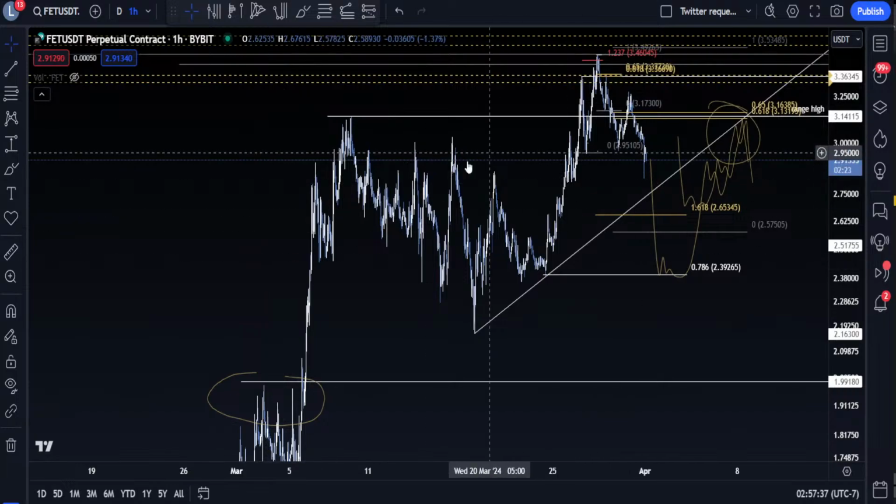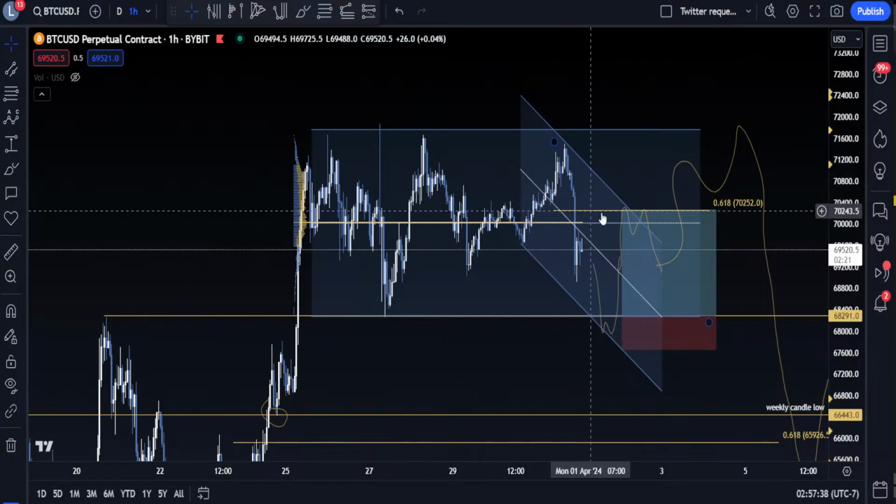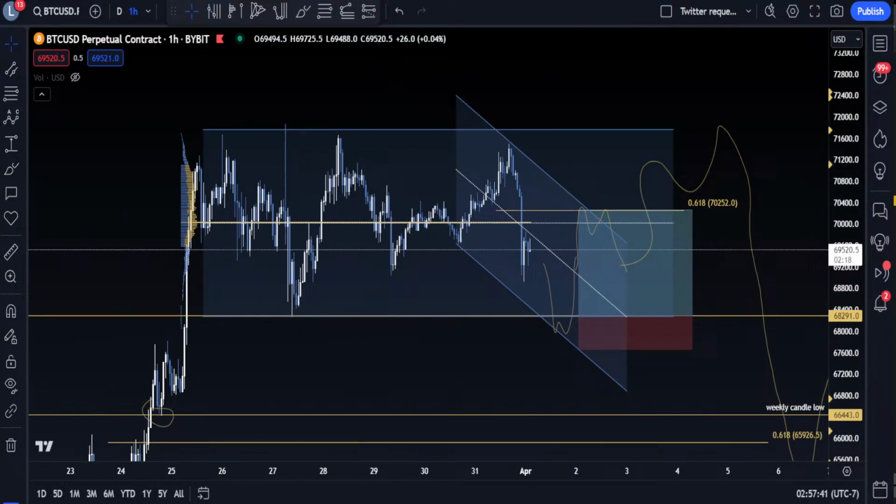But yeah, a clear range, but I think there's actually high time frame bearish ideas here on FET that need to be considered.